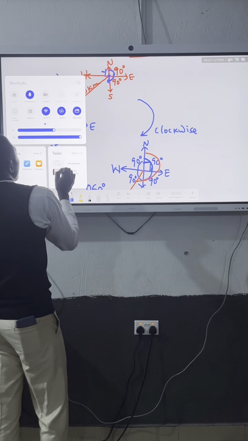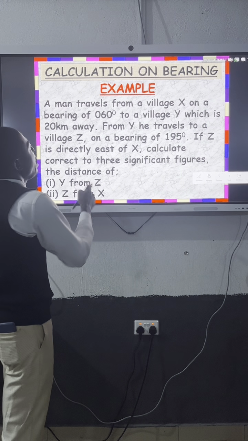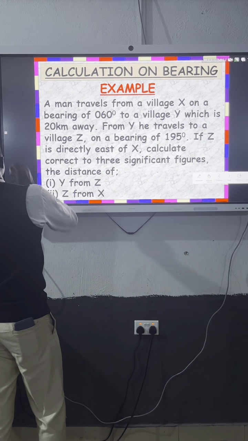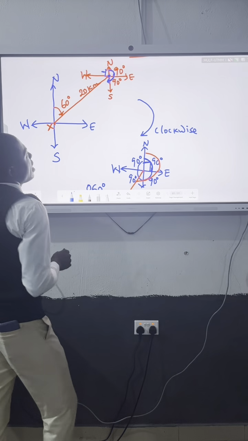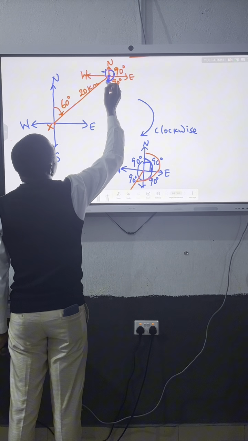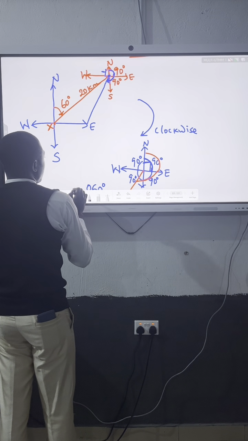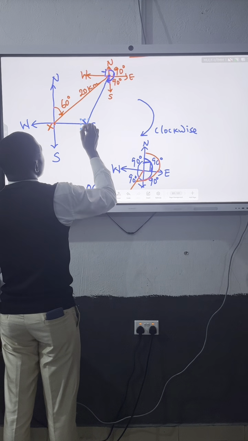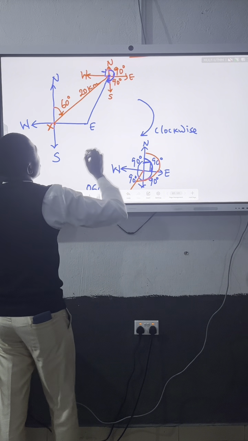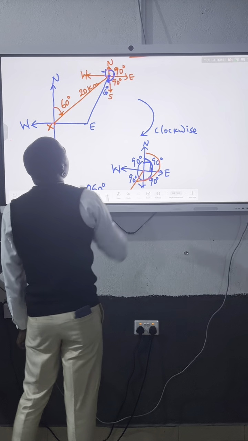Now let's check the question for another piece of information. They say that if Z is directly east of X, this information is very, very important. Z is directly east of X, meaning that here you're going to produce a line going towards east from where X is standing. So that's the next information, and it's very important as far as this question is concerned. So here, to complete the 195, this place has to be 15.